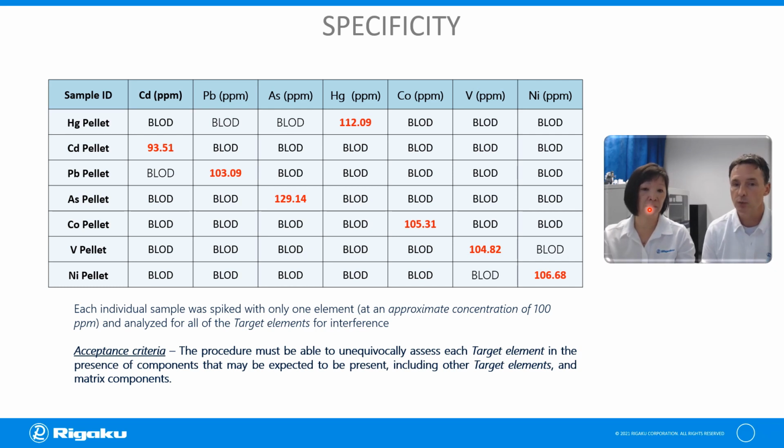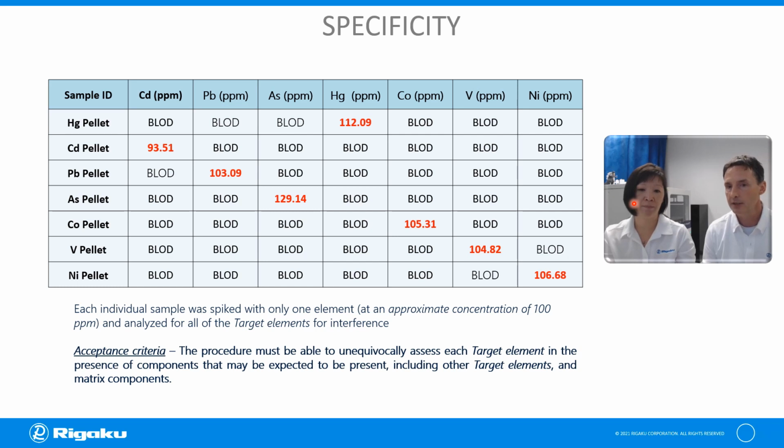What we did in this case, we did it in two different examples. Specificity here was we took a separate pellet and spiked it with only one of the elements at about 100 ppm level. Now you'll see everything else is below detection limit in that single pellet. So we have a single pellet with mercury, a single pellet with cadmium, none of the other elements in it. And when you run those against the method, all it's finding is just that element.